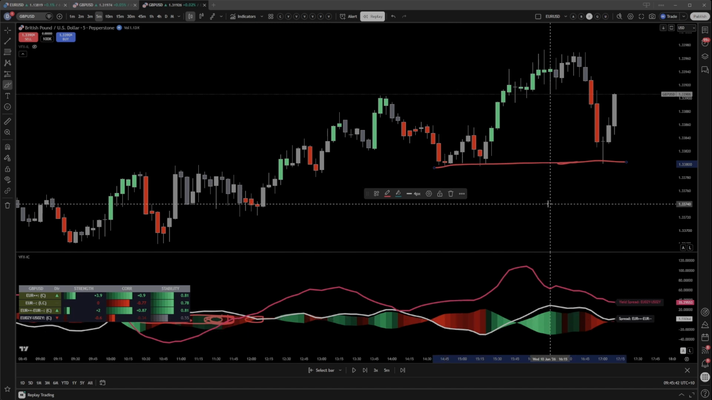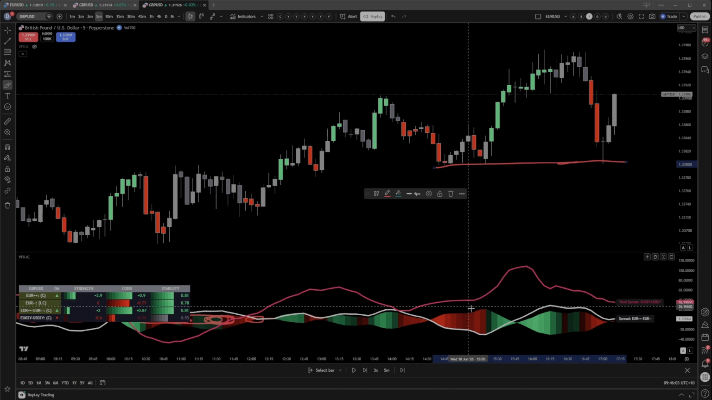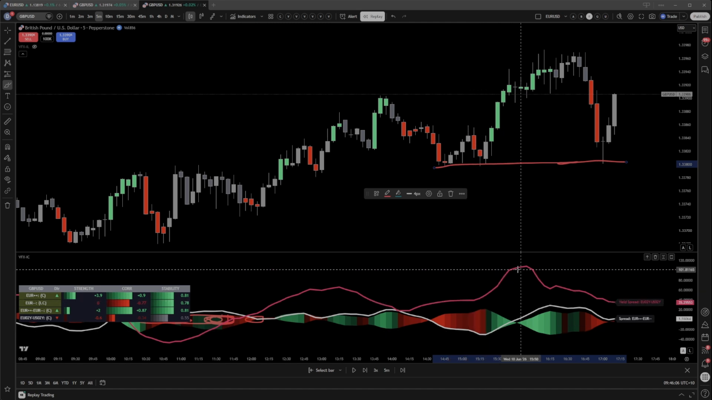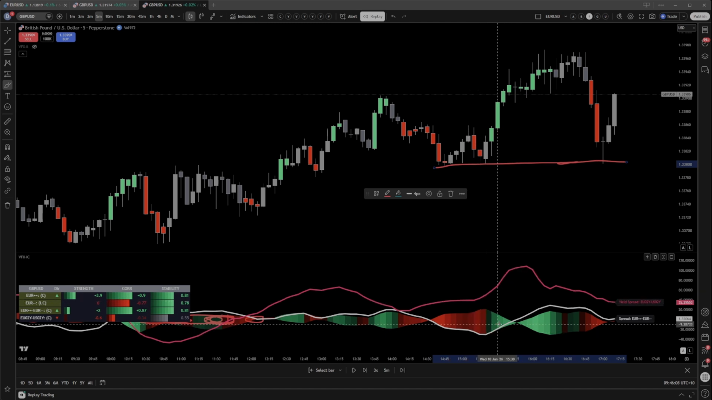So I hope you find this useful. As I said at the beginning of this lesson, the coloring of candles, which highlight strength and correlation, are not trade signals. You have to use them in conjunction with the other information that's given to you by the yield spread and the synthetic spread. So I hope you find this useful, and we'll continue on in the next video.